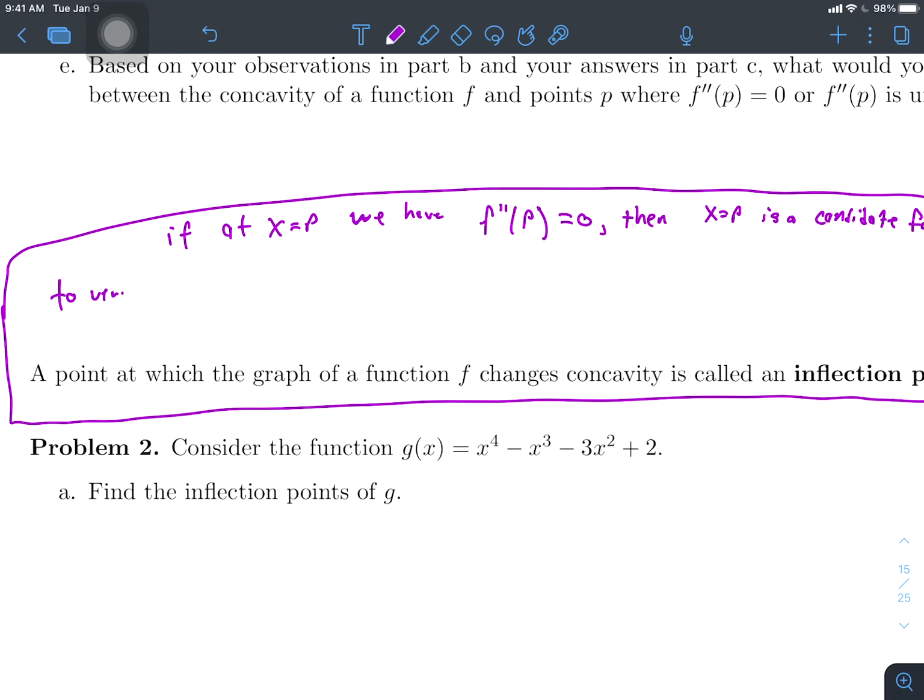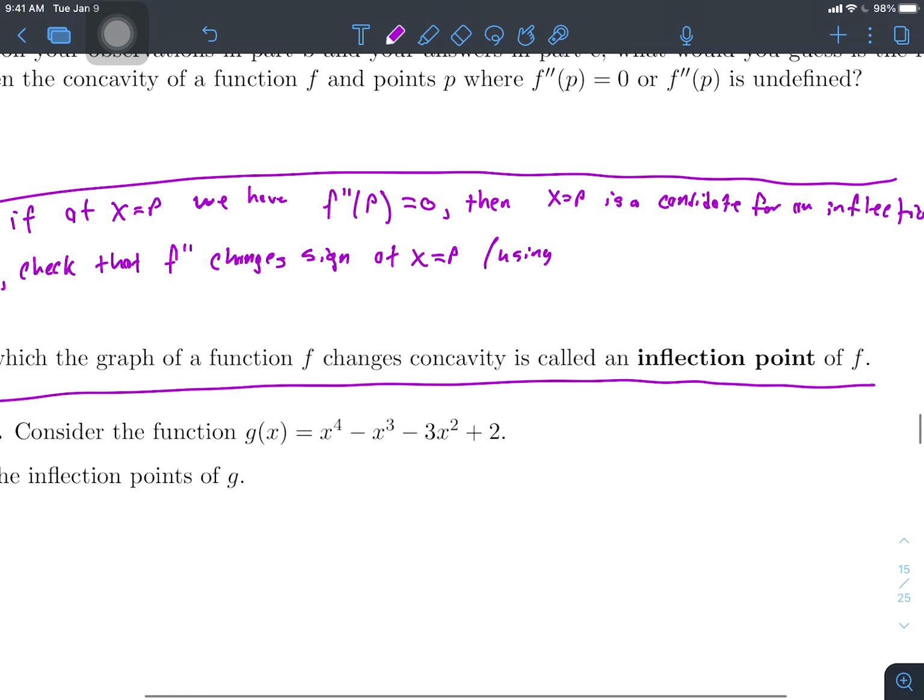To verify, check that f double prime changes sign at x equals p, using the number line method.